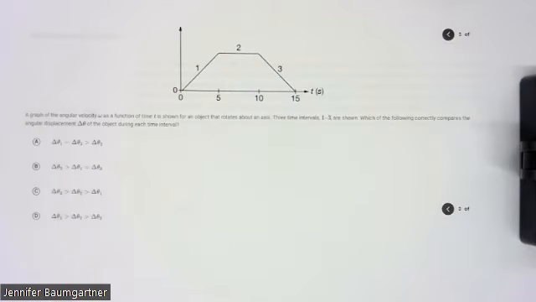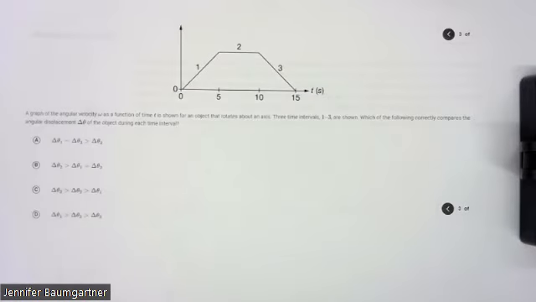Okay, a graph of the angular velocity omega as a function of time t is shown for an object that rotates about an axis. Three time intervals, 1 to 3, are shown. Which of the following correctly compares the angular displacement theta of the object during each time interval?